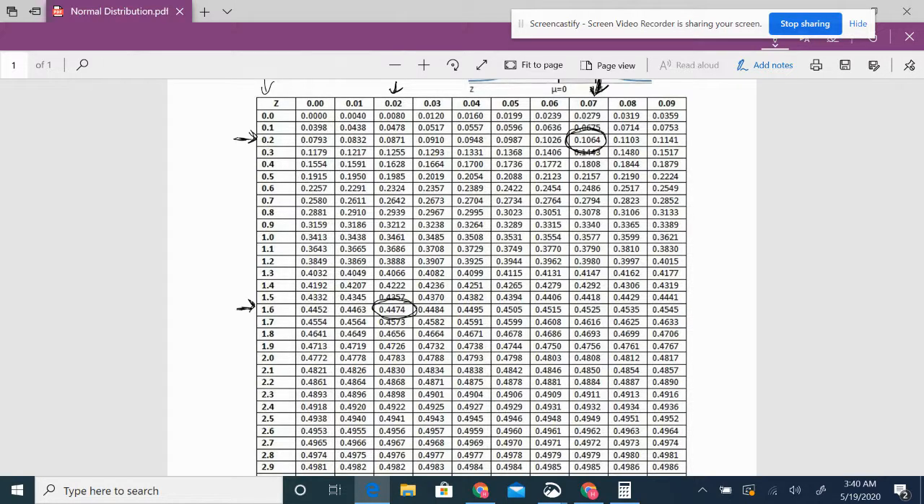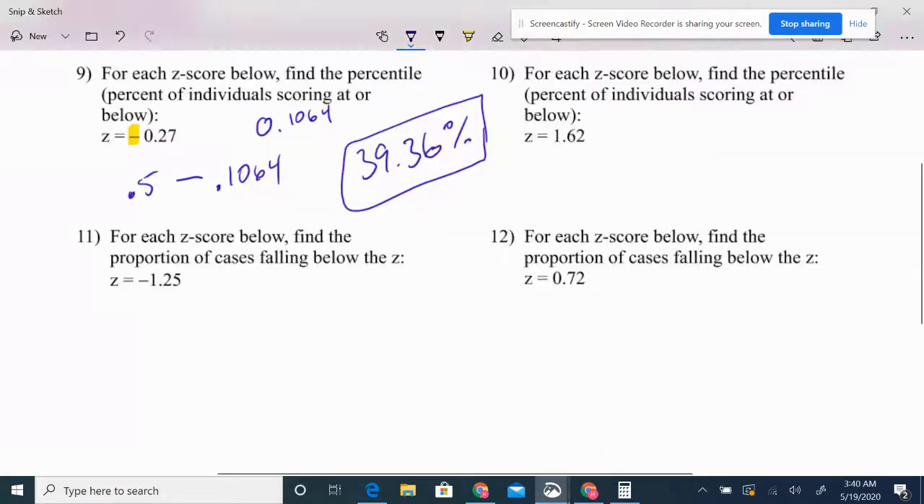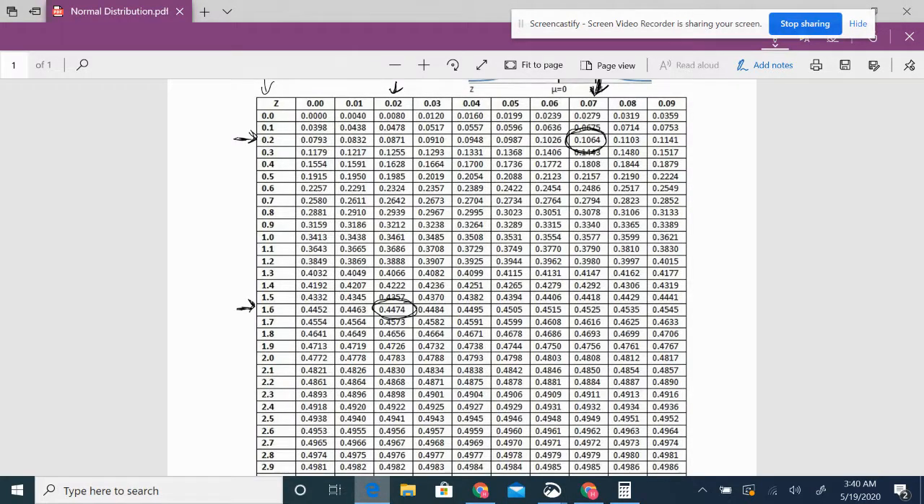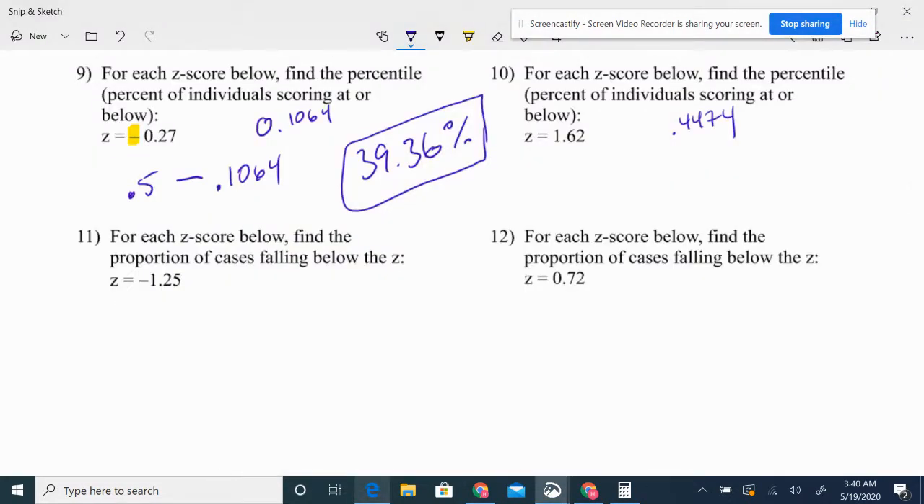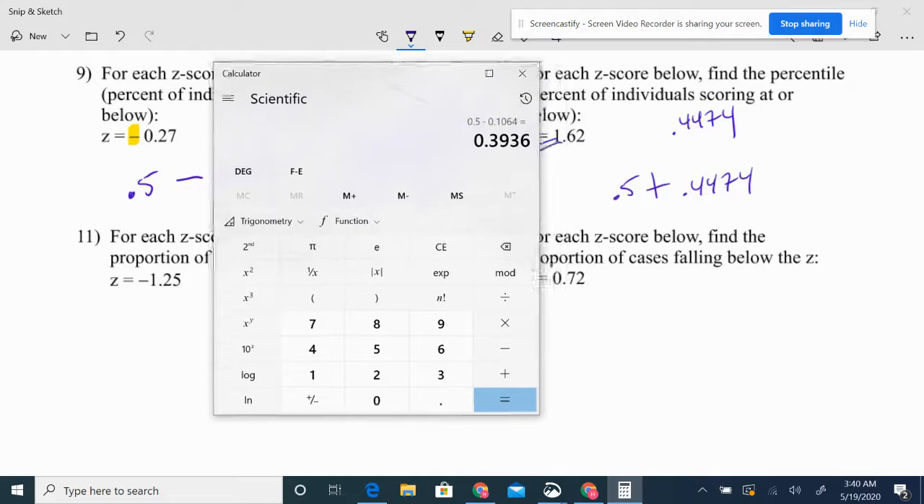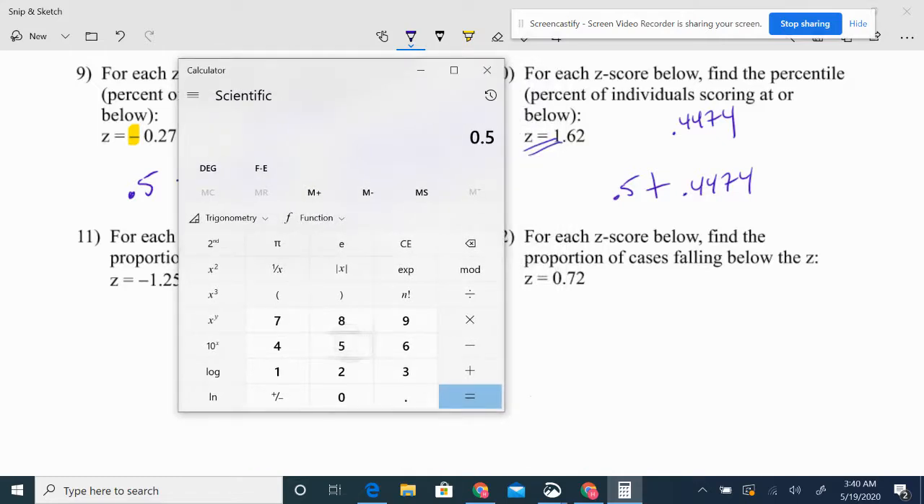All right, so 0.4474. Let me double check. Okay, yeah. So that was the value that I got from my C-score. Now, because my C is positive, I'm just going to go 0.5 plus 0.4474. That gives me 94.74%.